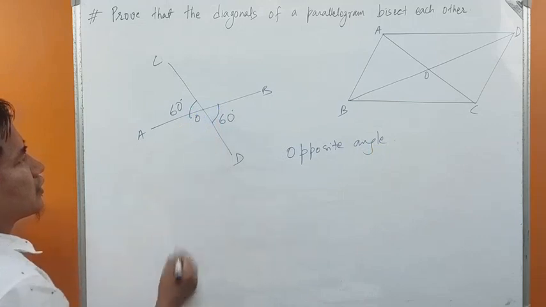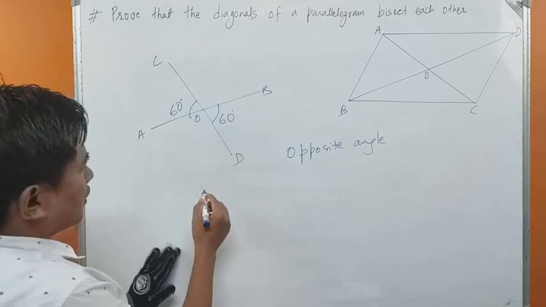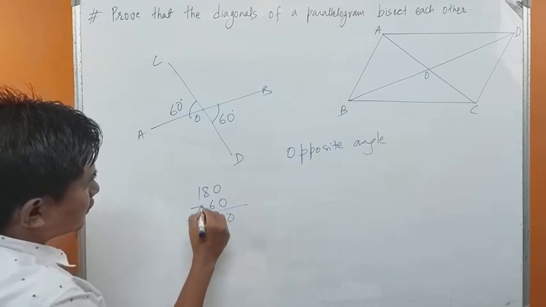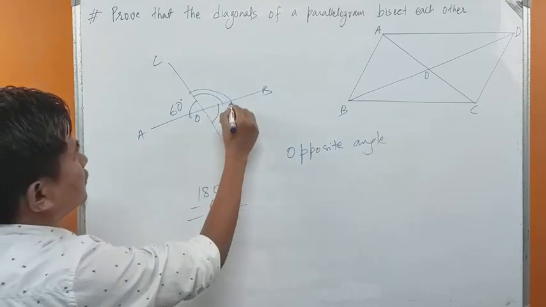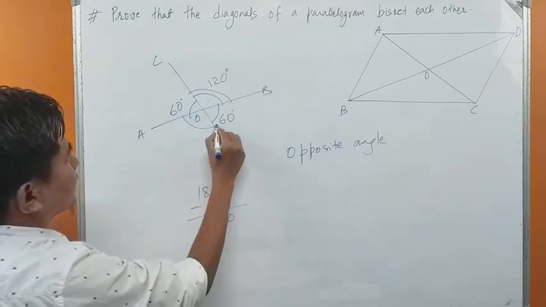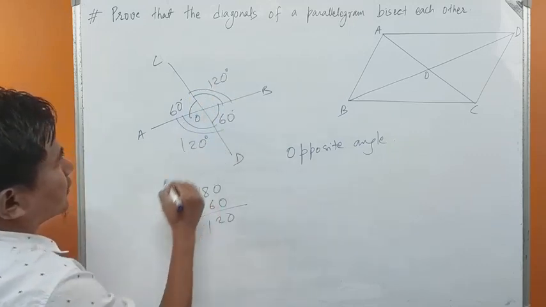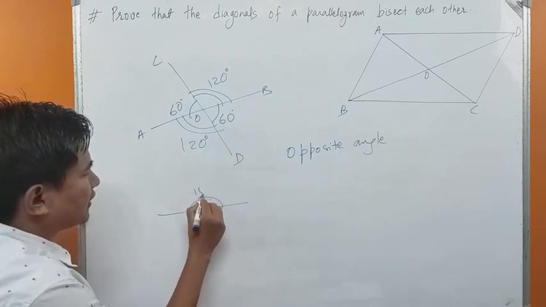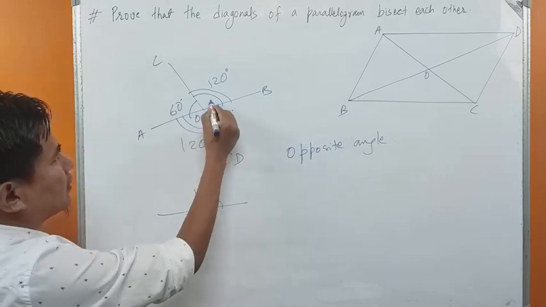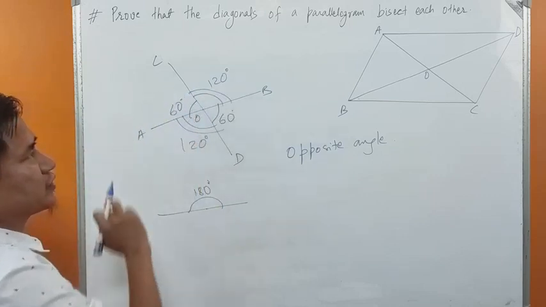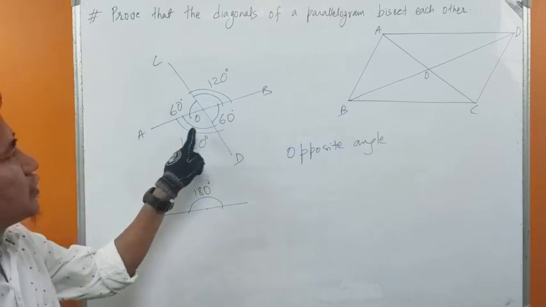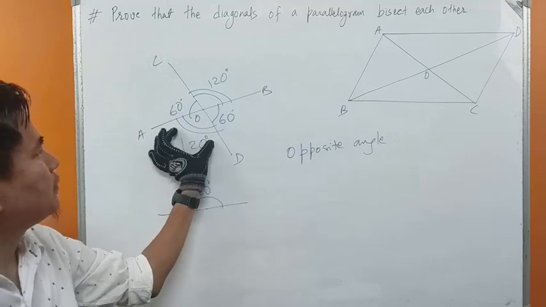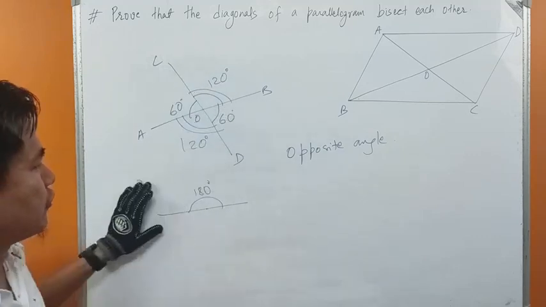This angle must be equal to this angle, which means 180 minus 60 is 120, isn't it? So this angle must be equal to 120 degree, and this angle must be equal to 120 degree, because a straight line is 180 degree. So this total angle is 180. 120 plus 60 is 180. So this angle must be equal to this angle, 60 and 60, and this angle must be equal to this angle. Opposite angles are equal to each other.